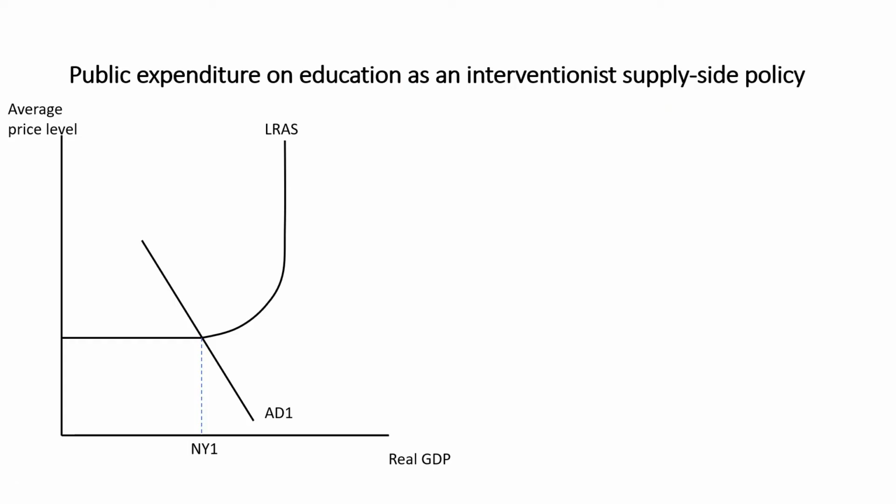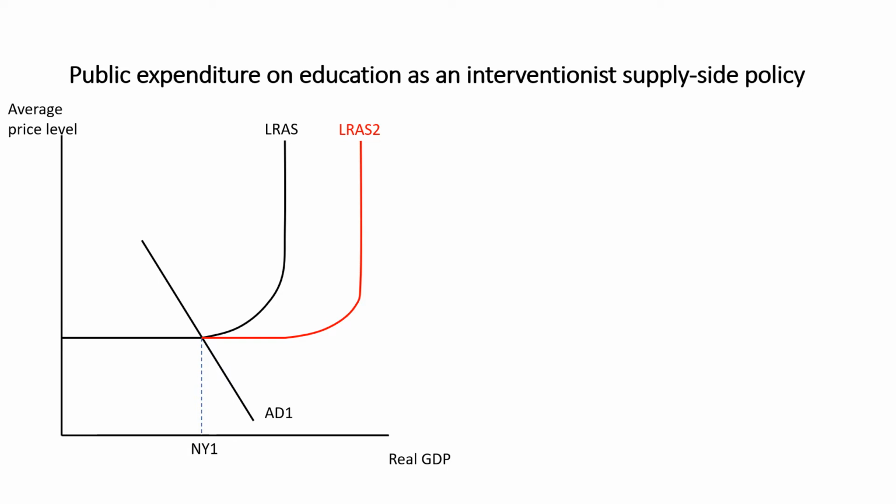Public spending on education is an example of an interventionist supply-side policy. So if the government spends more on state education, that will improve skills, that will increase output per worker. So as a result of that, the long-run aggregate supply curve will shift to the right, because, as I say, the same group of workers will now be able to produce more in total if output per worker has increased due to education.